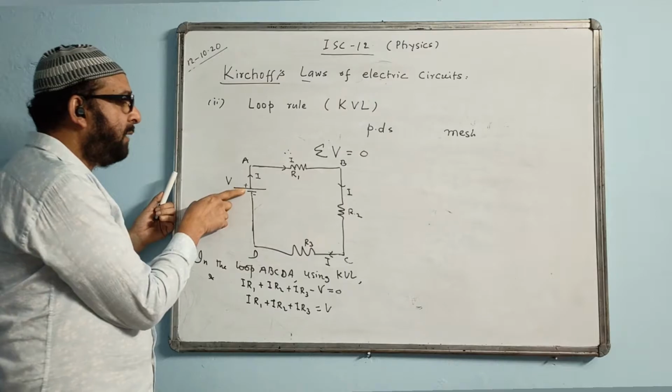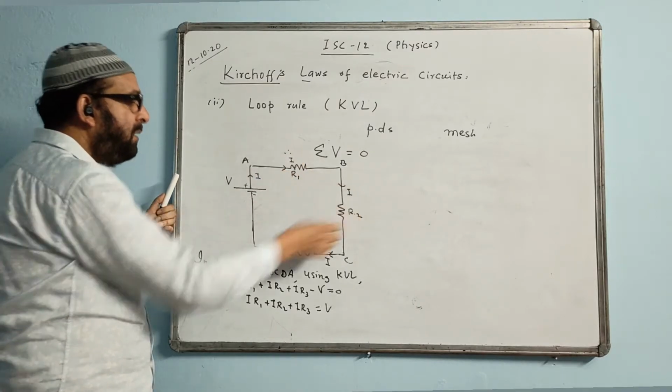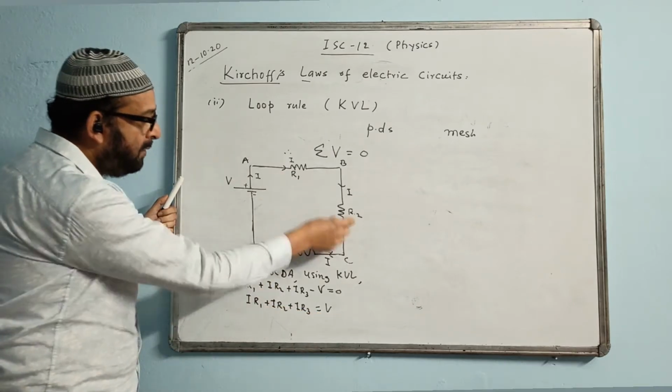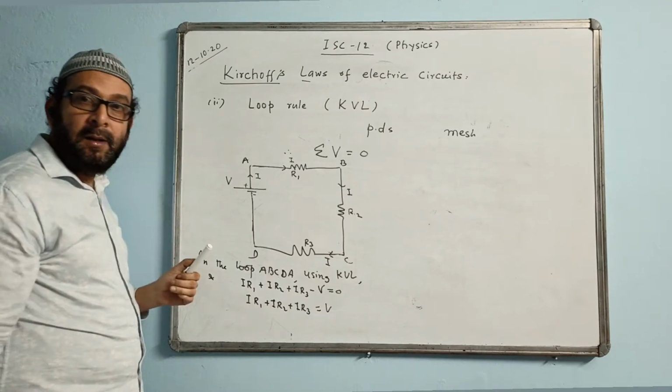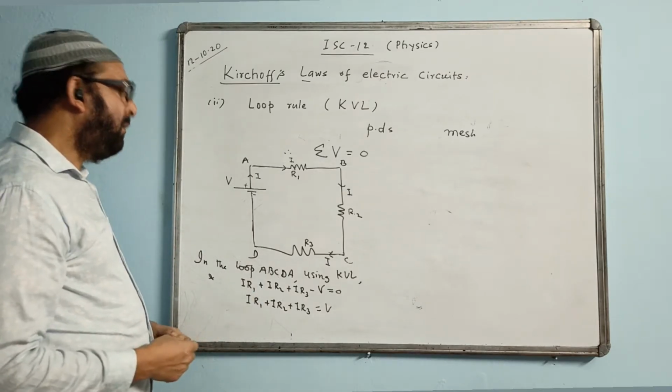This is the source supplier of the potential. From here only we are distributing the potential here, potential here, and potential here. V is equal to the potential across this, potential across this, potential across this. So this is how we apply it. One simple way of doing it.